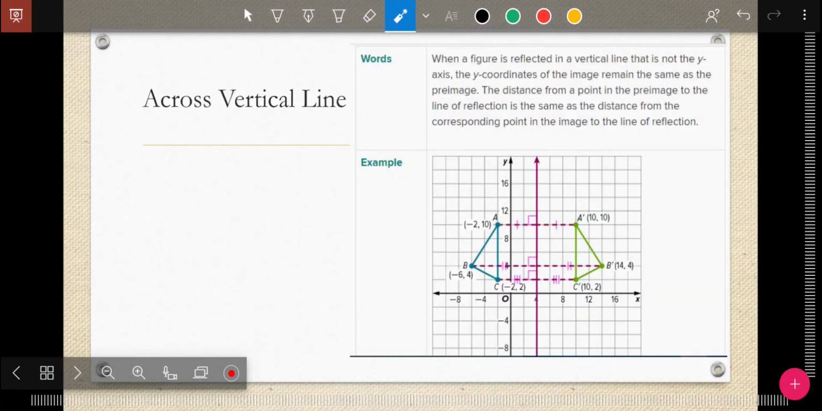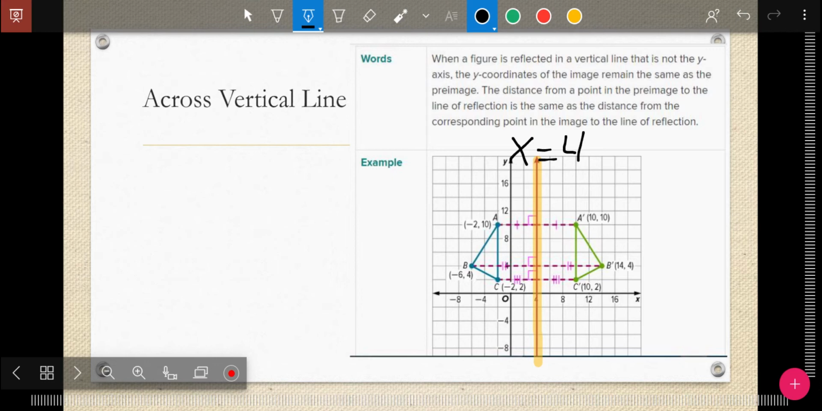Today we're going to reflect first against just kind of random vertical and horizontal lines. This is a vertical line they're giving us. Now they're counting by twos, and so this line would be x equals 4. Anytime it's an x equals line, it hits the x-axis, and so it's a vertical line.